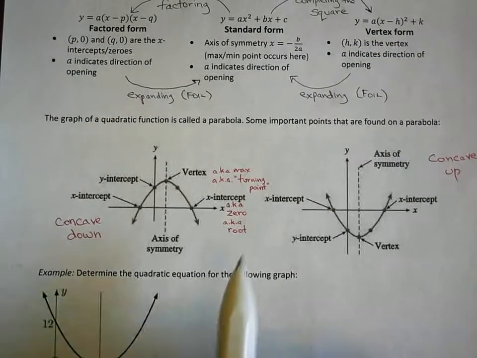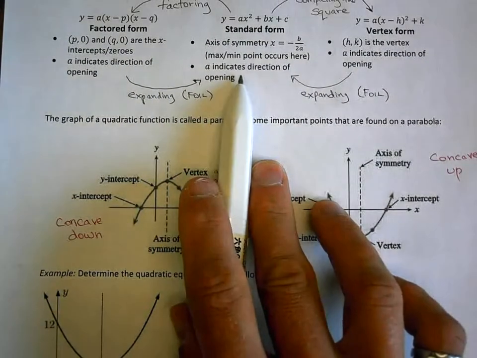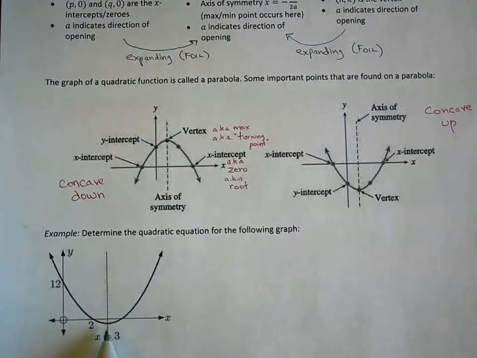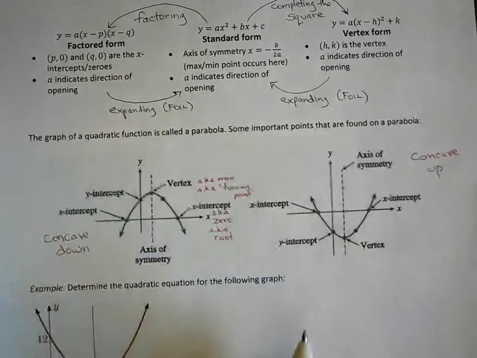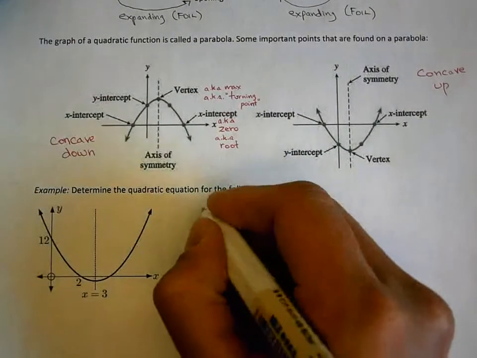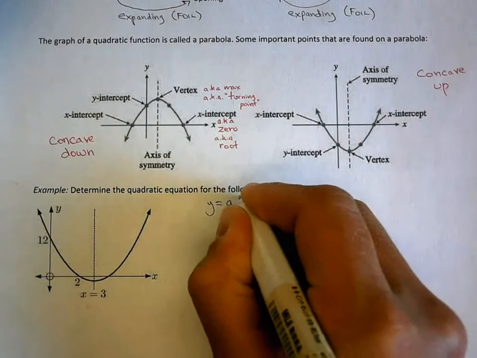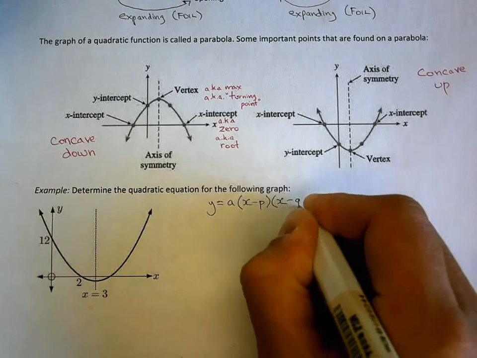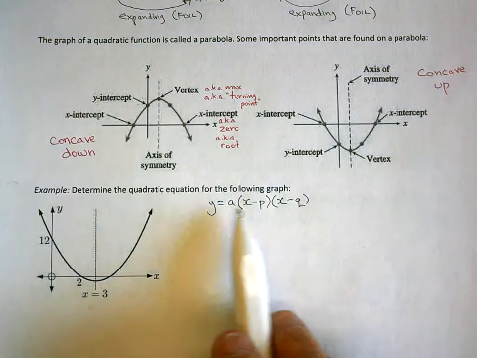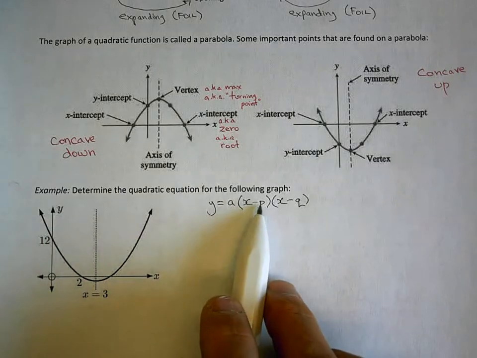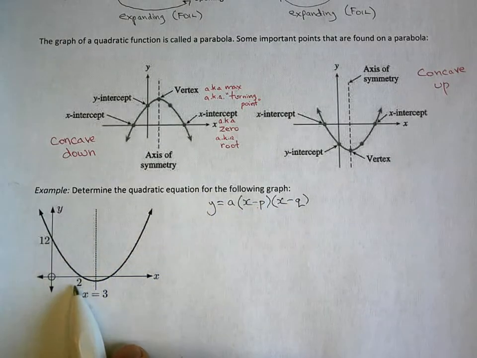Well, standard form we know doesn't tell me much. Vertex form, well, I don't really know the vertex here. So I'm going to go with factored form. So right off the bat, I know that the form I'm looking for is y equals a(x minus p)(x minus q). I just need to figure out these three numbers, a, p, and q, and I'm done. Okay, so I know that p and q correspond to my zeros.